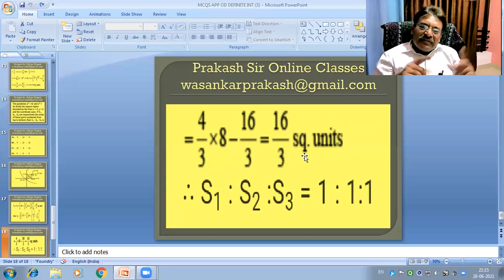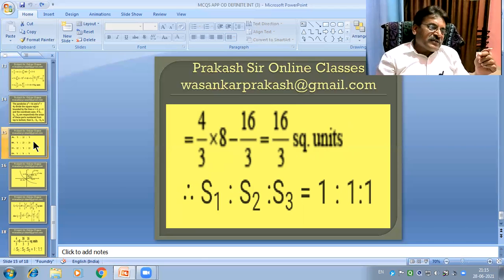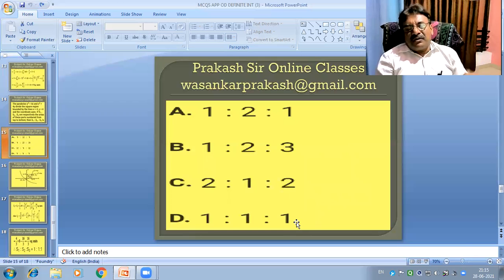Means here S1 is 16 by 3, S2 is 16 by 3, S3 is again 16 by 3. That is, S1 is to S2 is to S3 is 16 by 3 is to 16 by 3 is to 16 by 3. Then dividing or multiplying both sides by 3 by 16, we get 1 is to 1 is to 1. So here D is the correct option, that is 1 is to 1 is to 1.